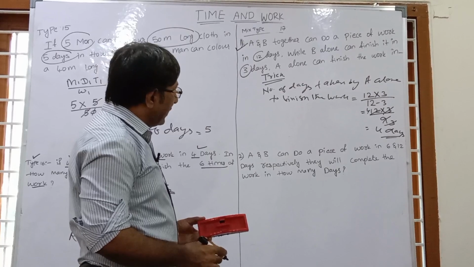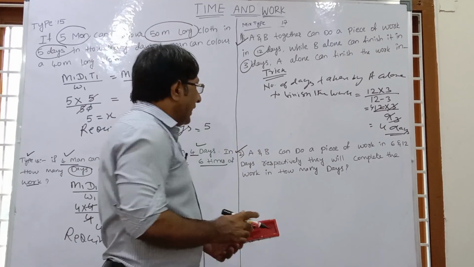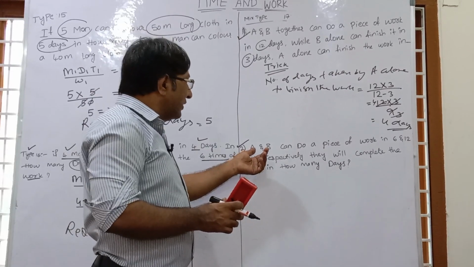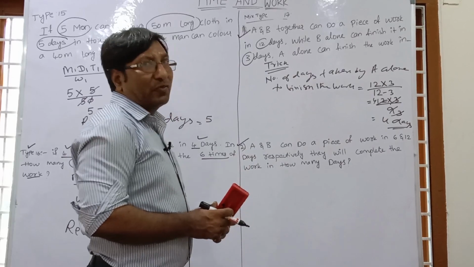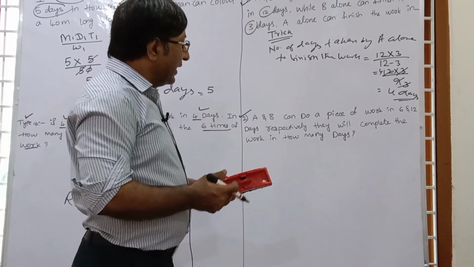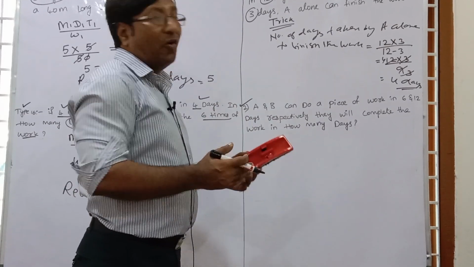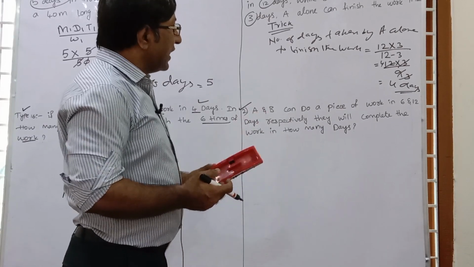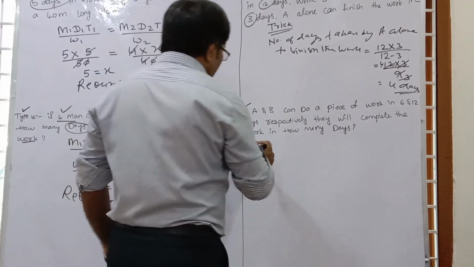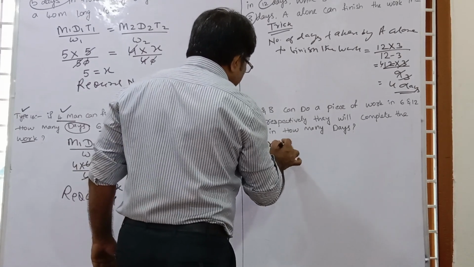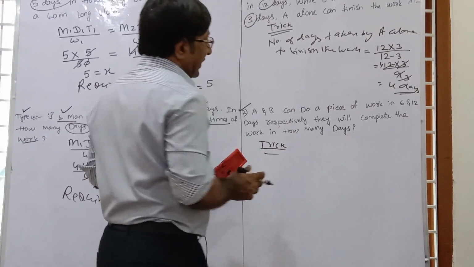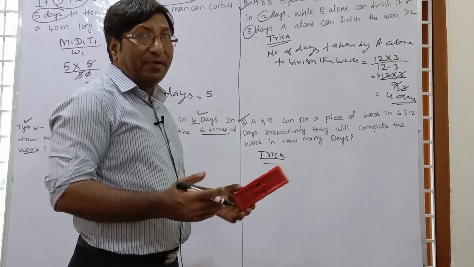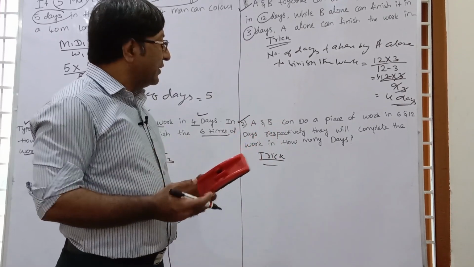In the same way, you can solve this second question. A and B can do a piece of work in 6 and 12 days. That is, A solves the work in 6 days and B solves this work in 12 days individually. Then if they work together, in how many days will they complete the work? For this type of question, there is also a trick. Here two persons A and B are doing the work separately, one in 6 days, the other in 12 days. Now if they work together, how much time will they take?